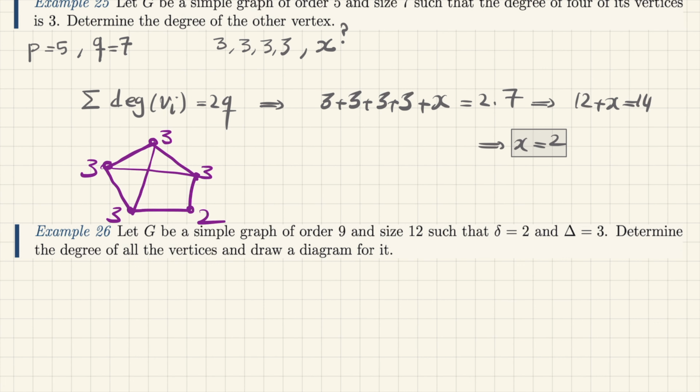So when I read these kinds of questions: let G be a simple graph of order 9, so I would write P is 9 and size is 12, such that little delta is 2 and capital delta is 3. Determine the degree of all vertices and draw a diagram for it. So how do you think this will help us? Little delta is 2, capital delta is 3. How can I use this piece of information? How is it relevant? The minimum degree is 2, the maximum degree is 3.